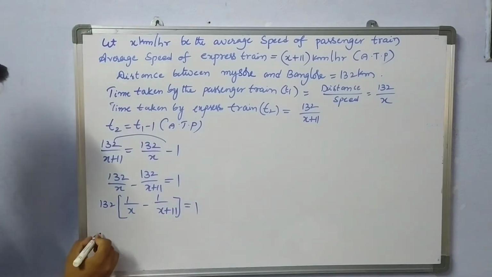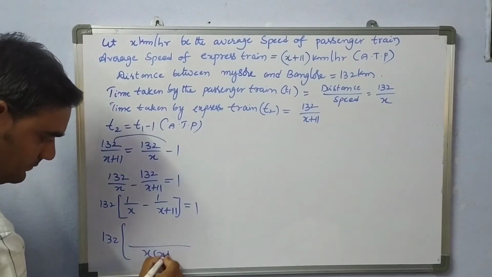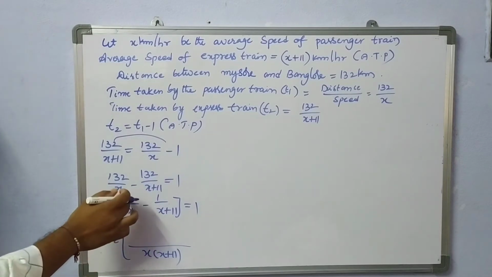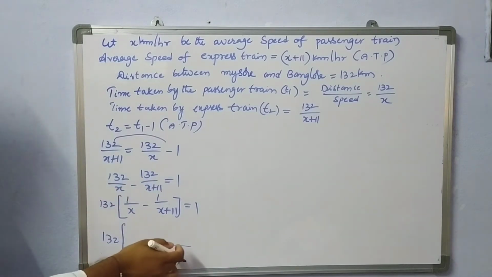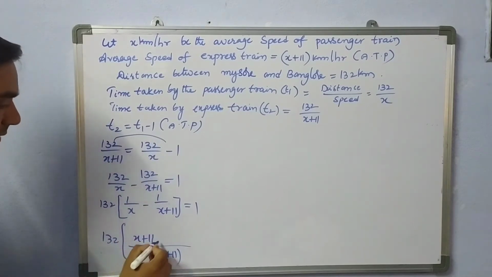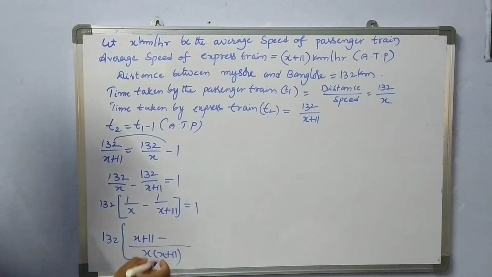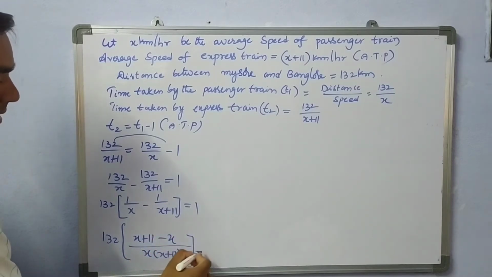So take the LCM for these two terms, that is x into x plus 11. After that, 1 by x into x plus 11, x gets cancelled. So we will get x plus 11 minus 1 by x into x plus 11. So here we will get x is equal to 1.